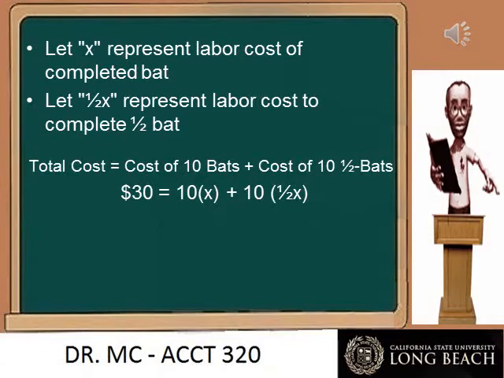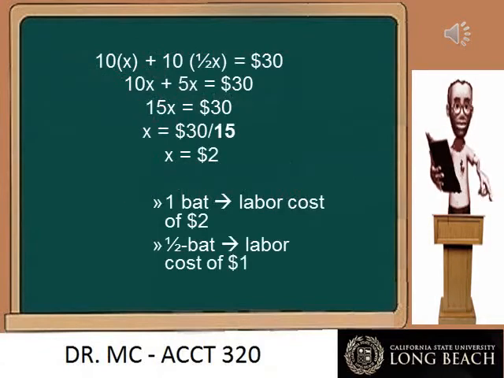10 times a half X can be simplified into 5X. This gives us 10X plus 5X equals $30, and we can simplify the left-hand side of the equation so that it reads 15X is equal to $30. When you move the 15 to the right-hand side of the equation, you get X, which is the average labor cost, is equal to $30, which is your labor cost, divided by 15.